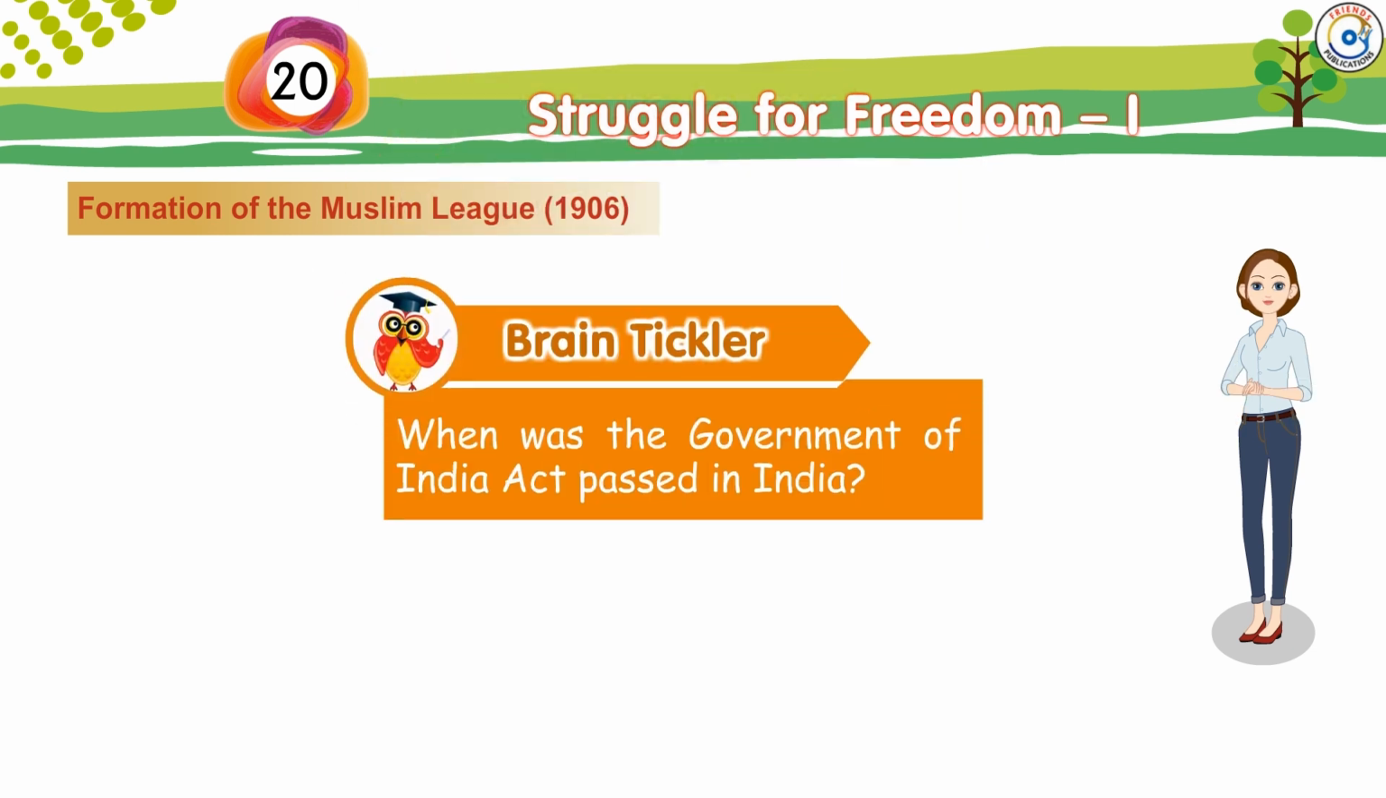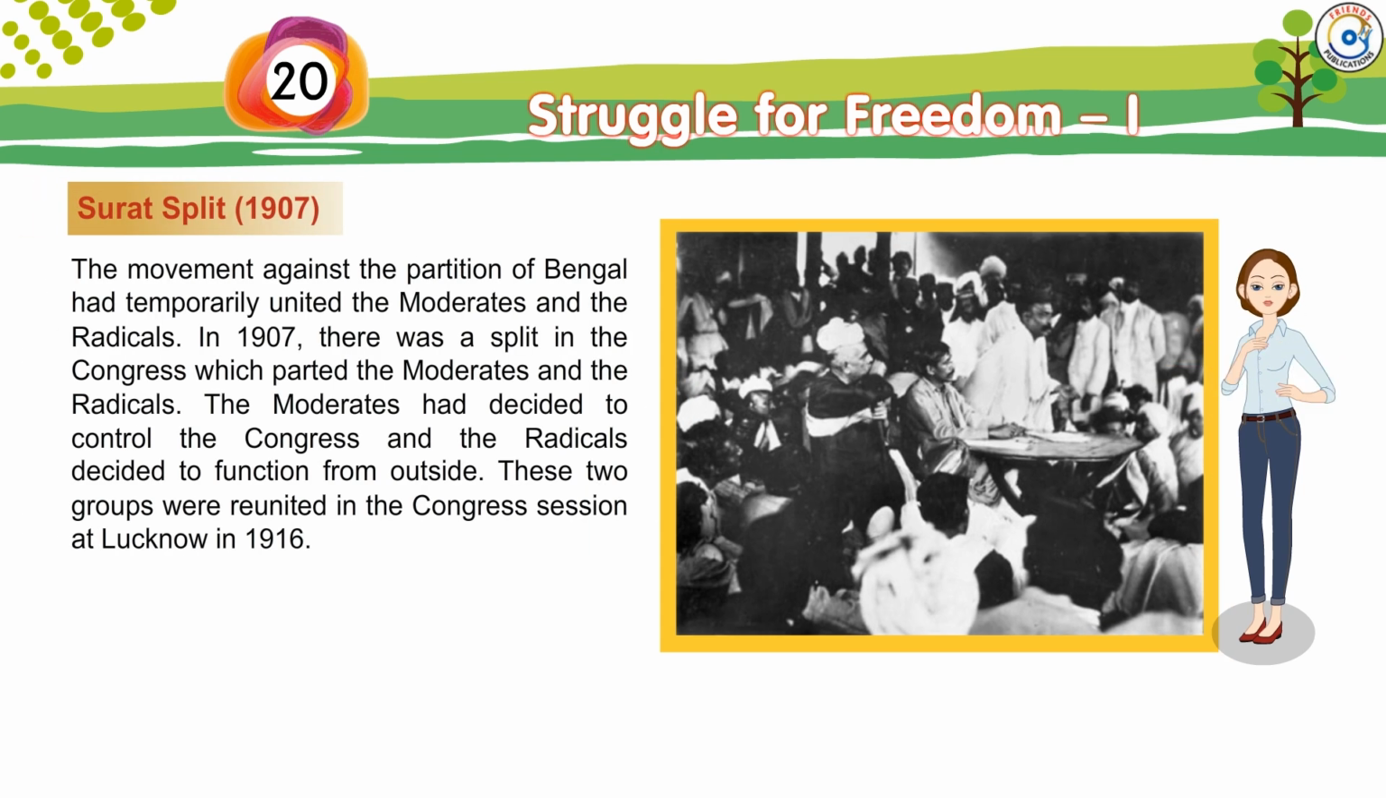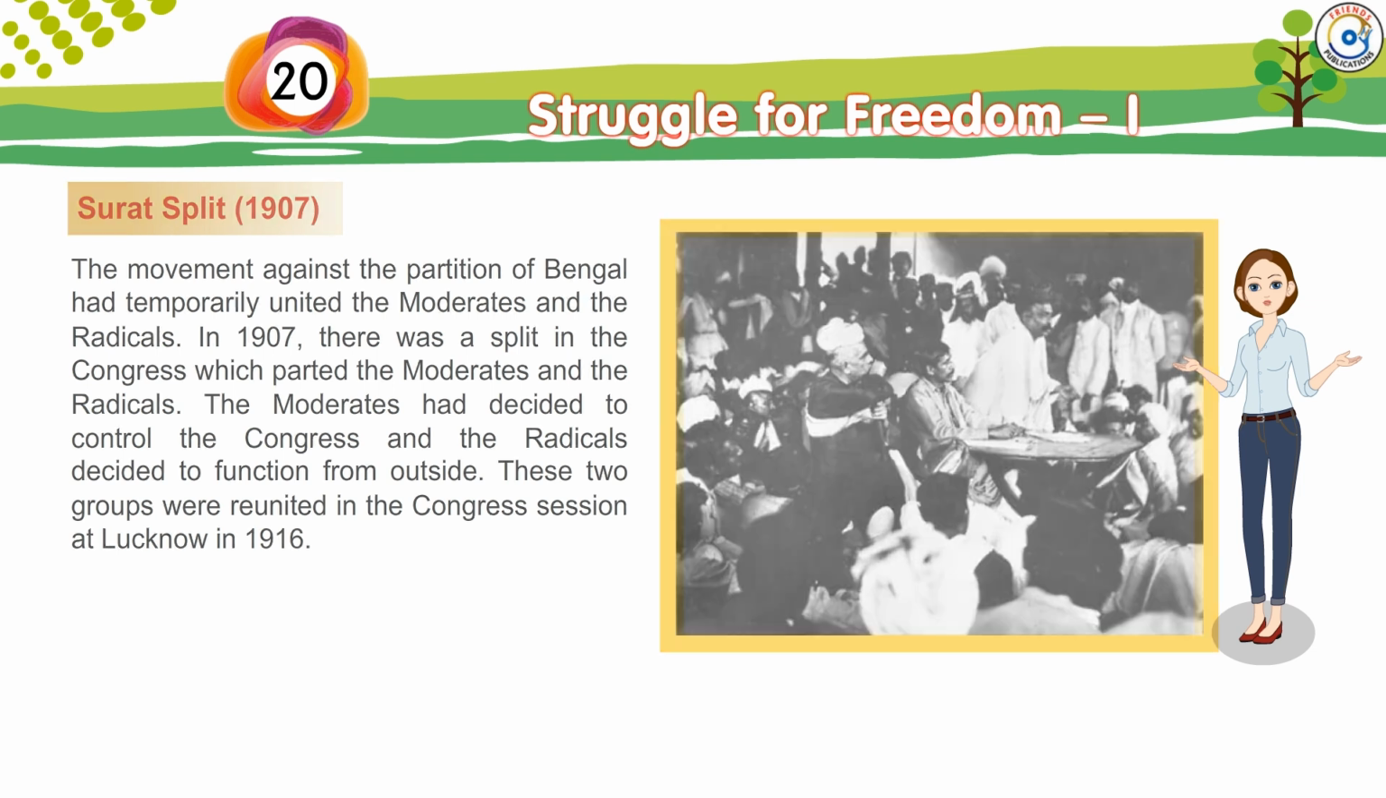Brain tickler. When was the Government of India Act passed in India? Surat Split of 1907. The movement against the partition of Bengal had temporarily united the moderates and the radicals. In 1907, there was a split in the Congress which parted the moderates and the radicals. The moderates had decided to control the Congress and the radicals decided to function from outside. These two groups were reunited in the Congress session at Lucknow in 1916.